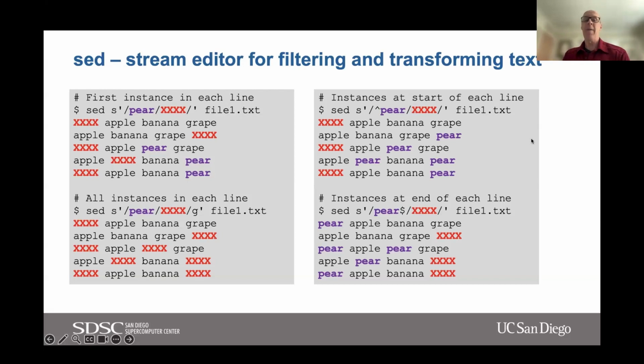We can also specify that we want to restrict to instances at the start of a line. So here I'm going to use the anchor that we saw with grep. Instead of pair, it's going to be caret pair. So now we're going to replace pair with XXXX only if it appears at the very beginning of the line. And we could also use the $ anchor so that we only do the replacement if the string occurs at the end of the line.